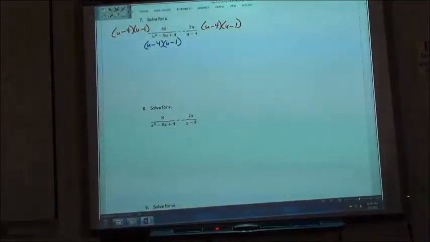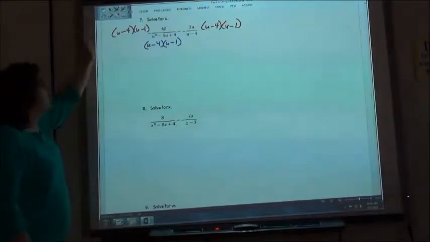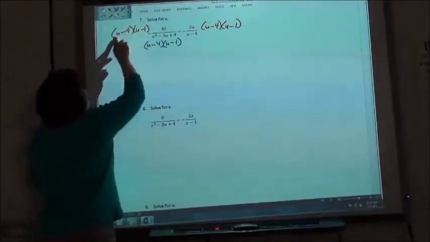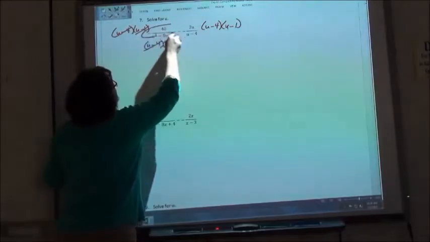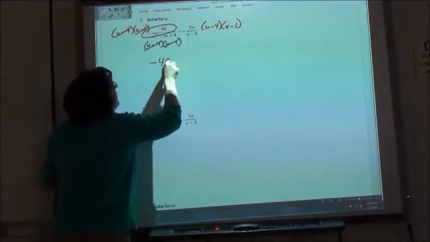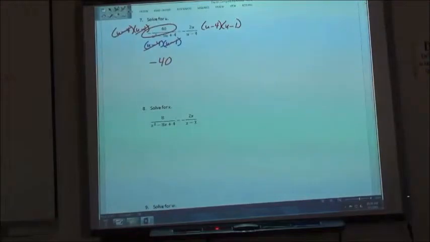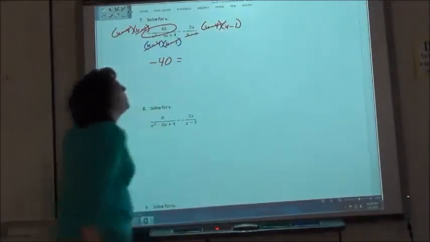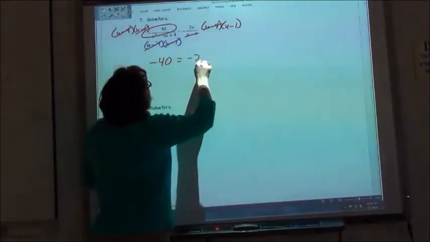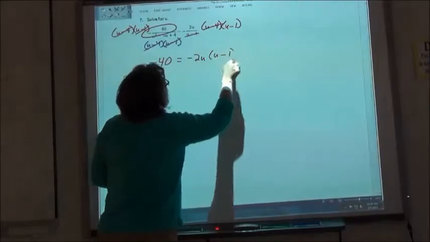So when we cancel, on the first fraction, both of them are going to cancel out. The u minus 4 is going to cancel, the u minus 1 is going to cancel. I'm just going to get the minus 40 on top of that fraction. On the second one, just the u minus 4 is going to cancel out. So I'm going to have negative 2u times u minus 1.